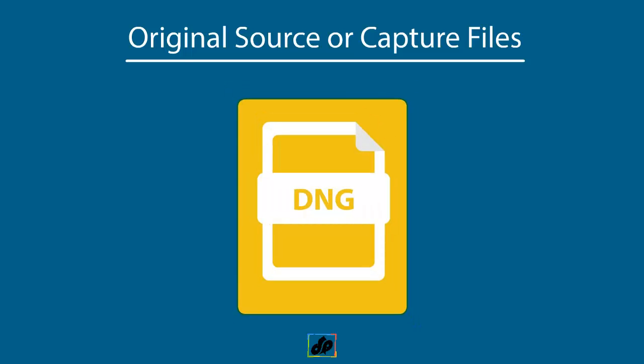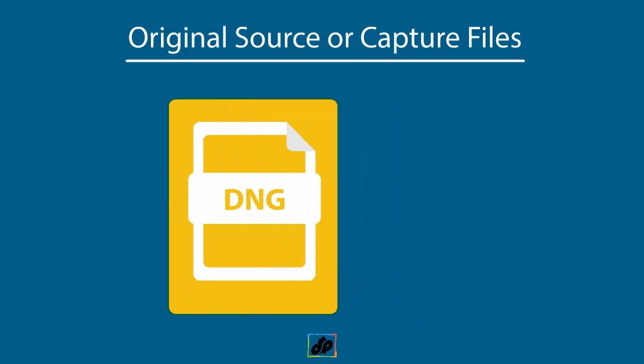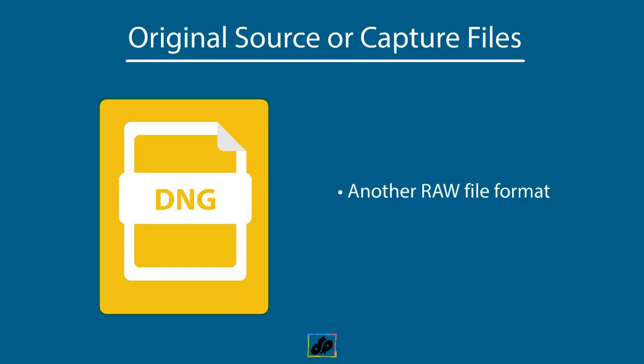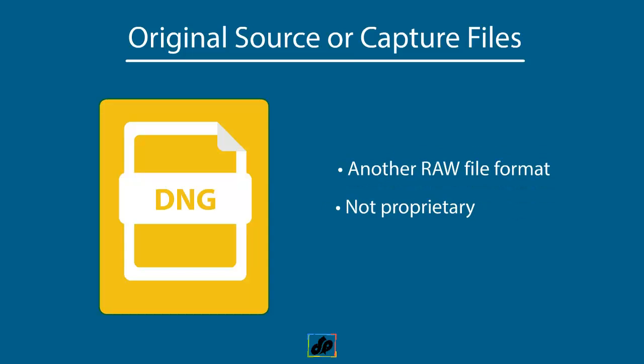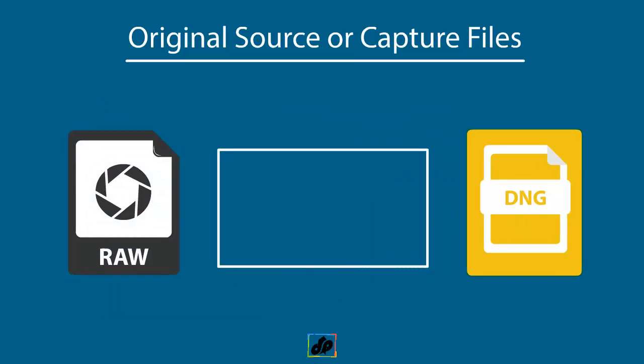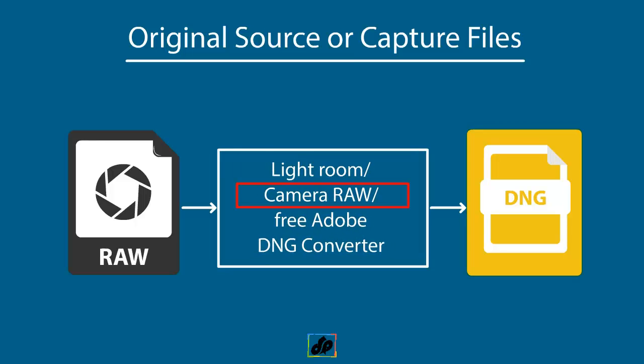The DNG format, or the digital negative format, is another RAW file format, but it has a significant difference, and that is it's not proprietary. The DNG format was created by Adobe. Any RAW file can be converted to the DNG file format using Lightroom, Camera Raw, or the free Adobe DNG converter.